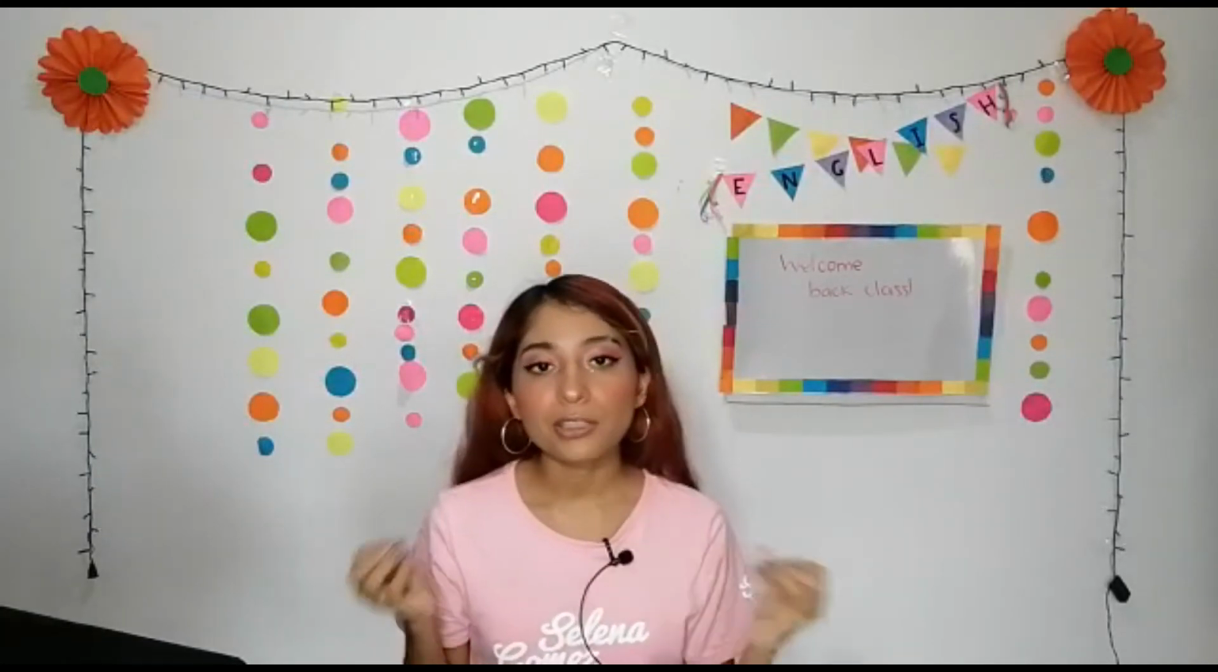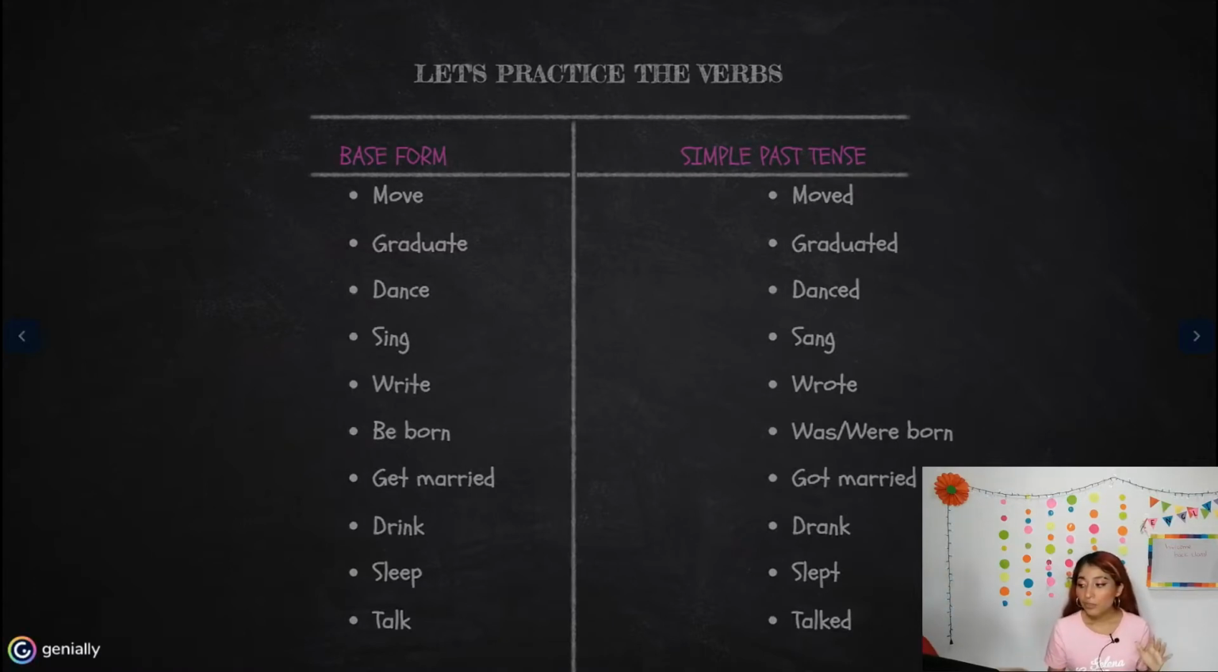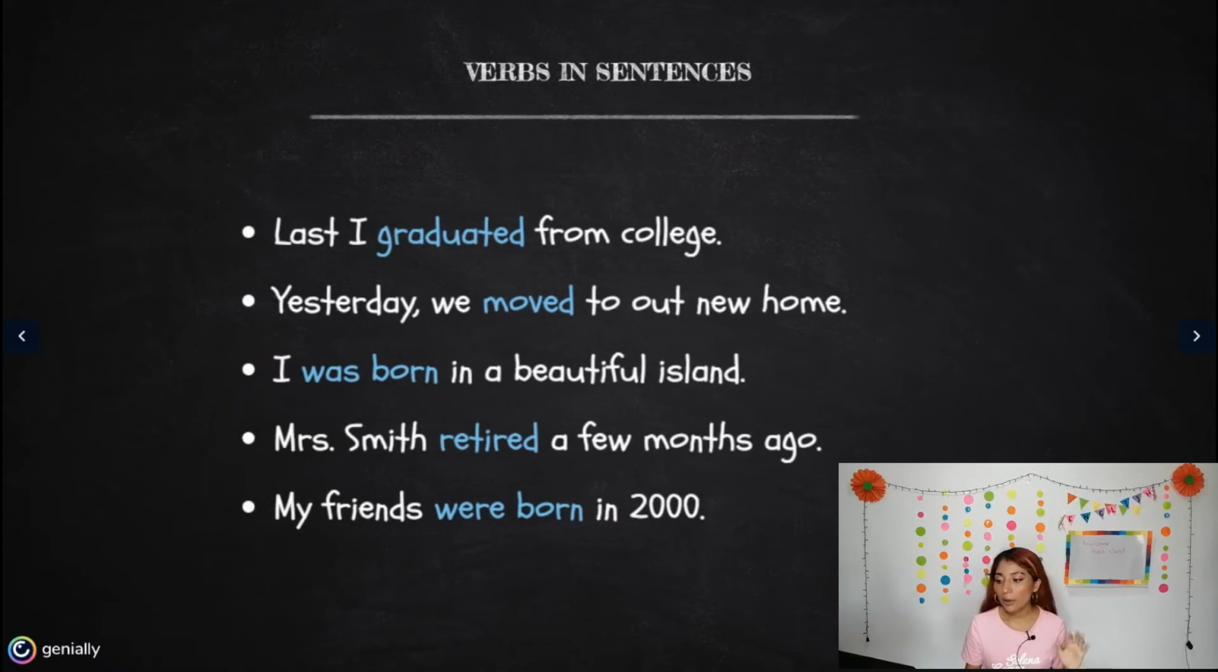We need to practice the verbs in past. We need to conjugate these verbs, and I'll show you this chart so you can practice this. These are some of the main verbs that we have been using in unit 2, Family Ties. We also did some activities like this. I showed you some sentences, some examples of when to use them.